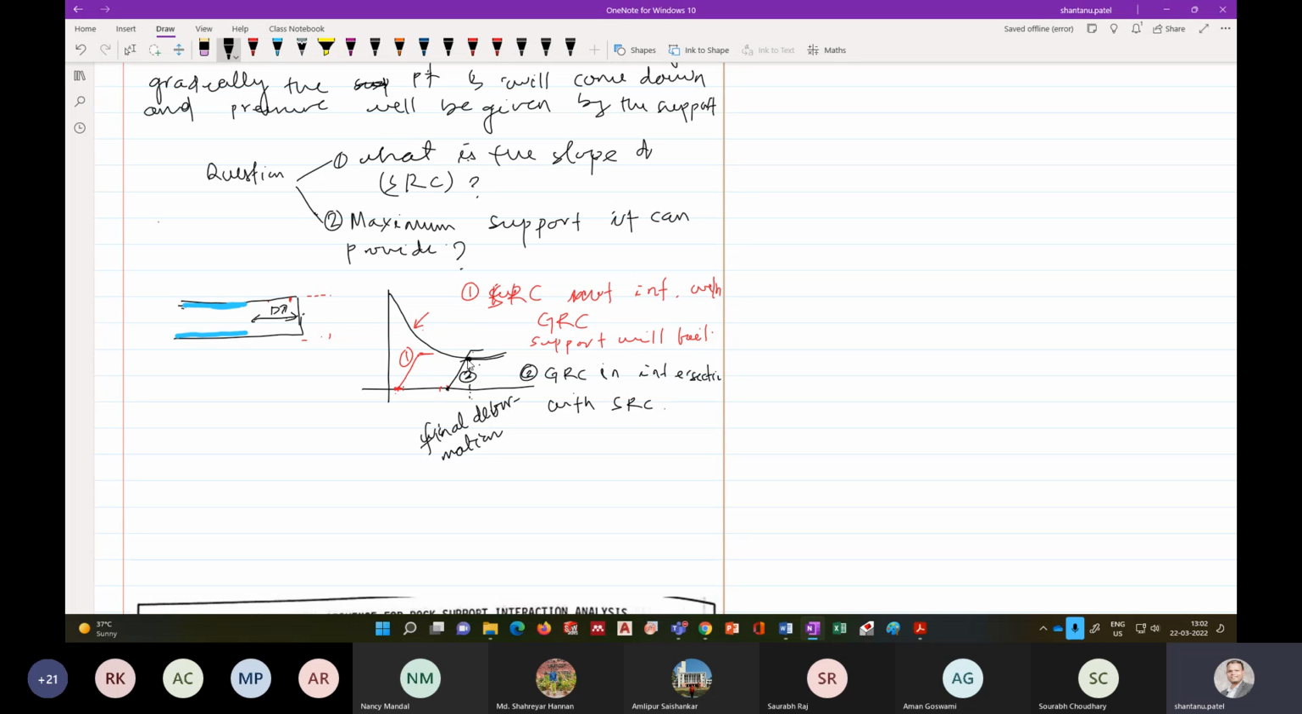Okay, so there should be ideally some kind of factor of safety here. That's why it is intersecting a little bit more. If that is not sufficient, then you change the thickness of the shotcrete, let's say. So that will make the support reaction curve maybe a little bit higher.